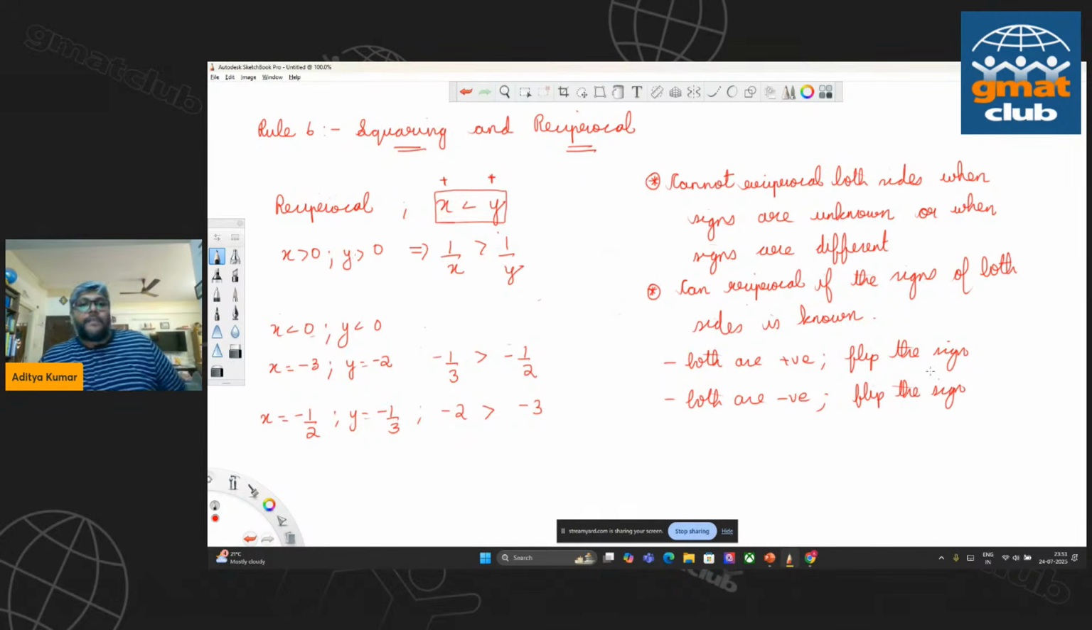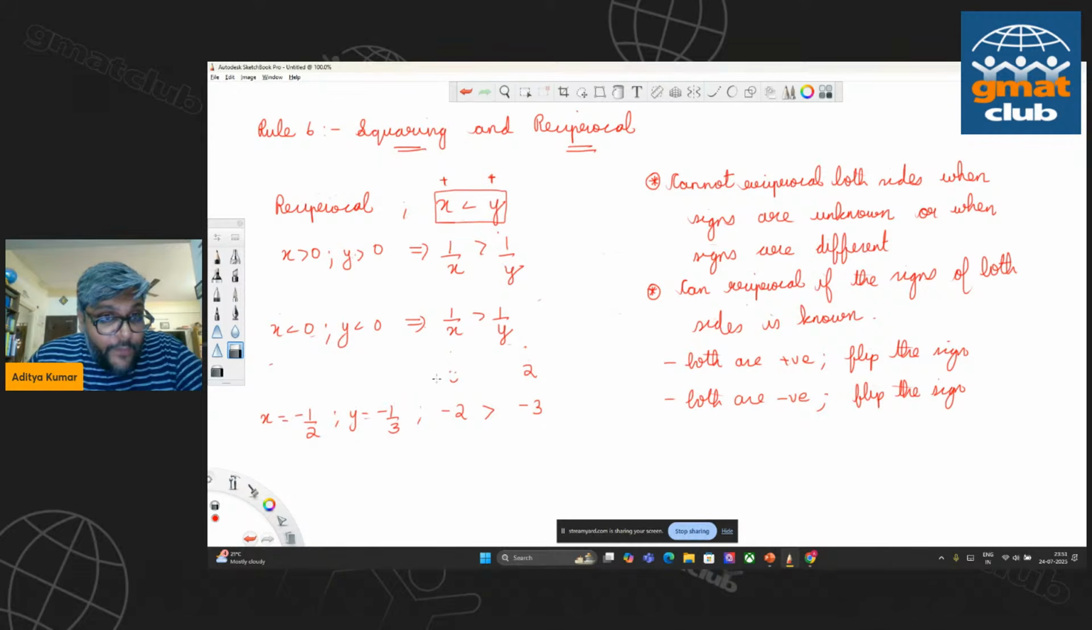So simple rule. If you want to take the reciprocal, you have to ensure that you know the signs of both sides. If both sides are positive or both sides are negative, you can definitely take the reciprocal. And if you take the reciprocal, just flip the sign, irrespective of whether both sides are positive or both sides are negative. So what will I write here? If x is less than 0 and y is less than 0 and x is less than y, 1 by x would still be greater than 1 by y. Got it? Very, very important.